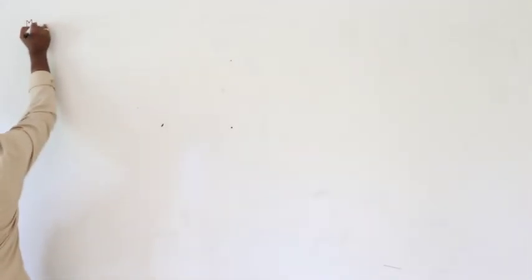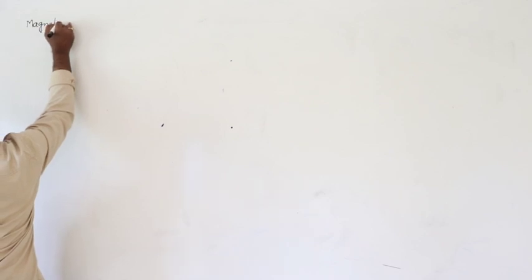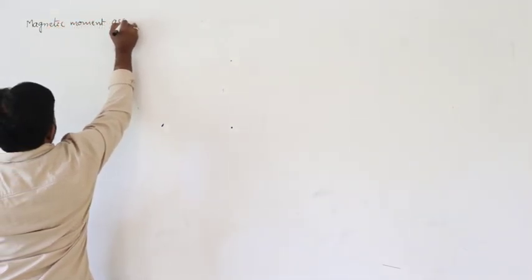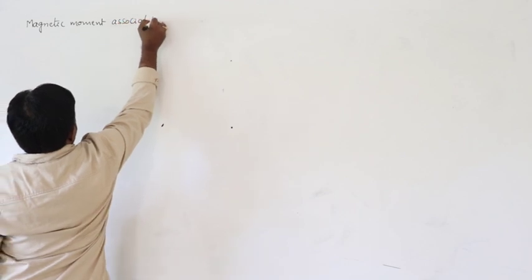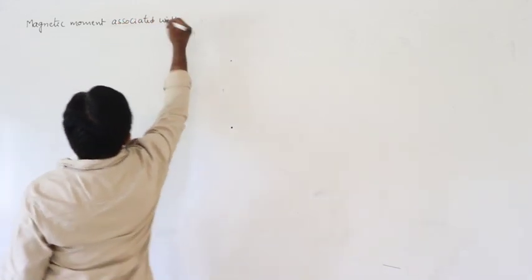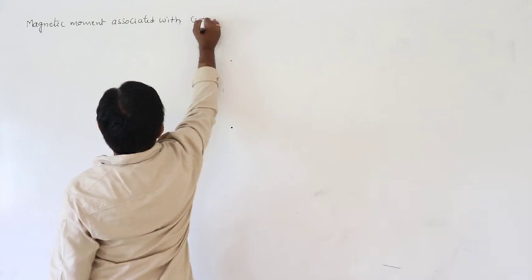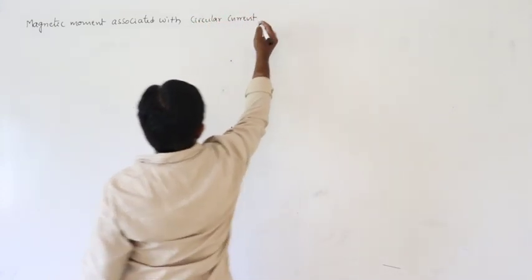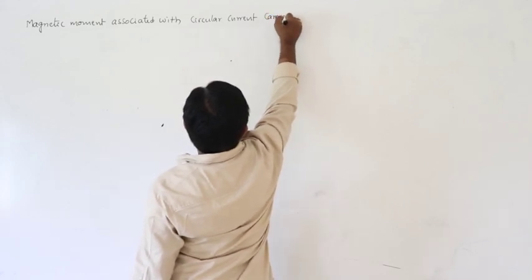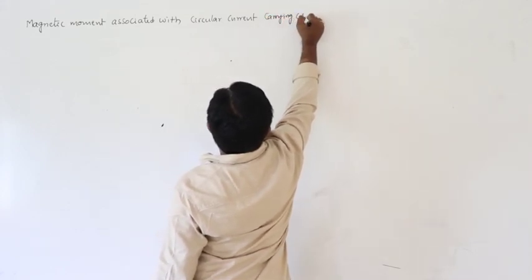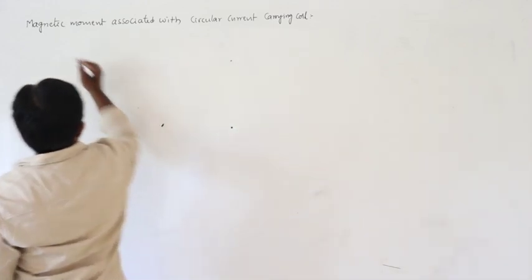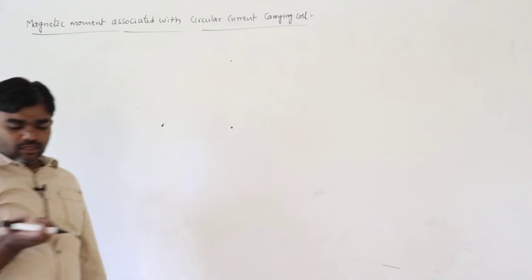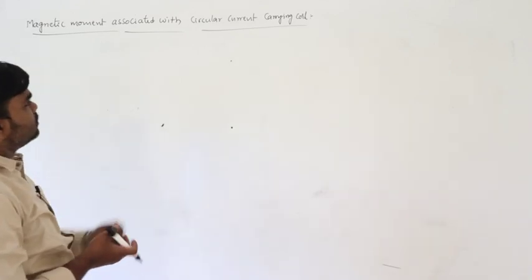So the concept is magnetic moment associated with a circular current carrying coil. How can you do this?